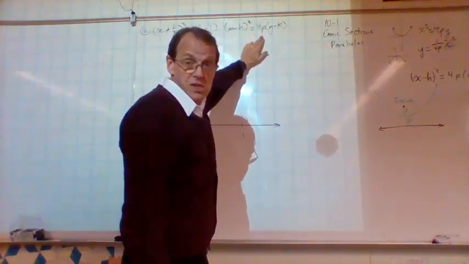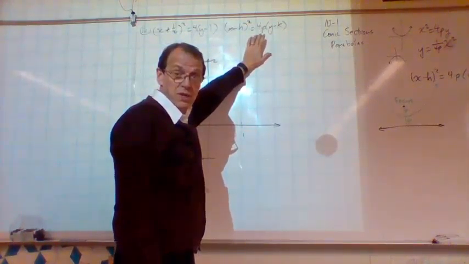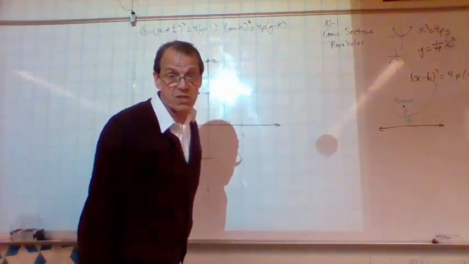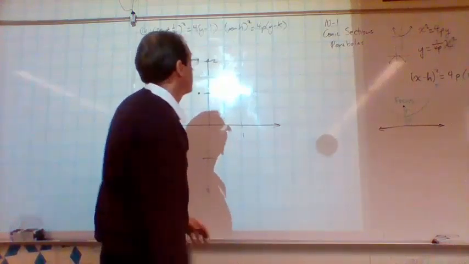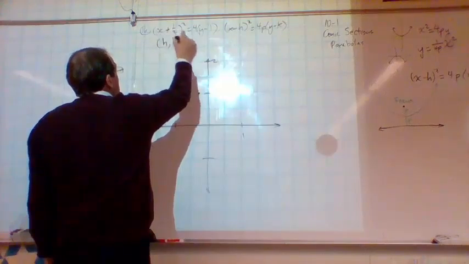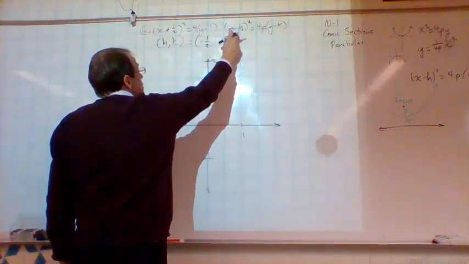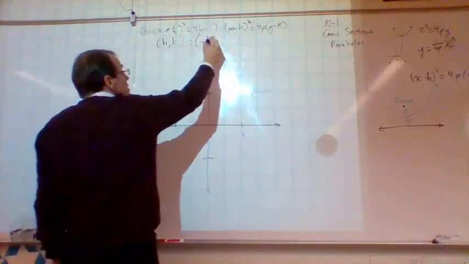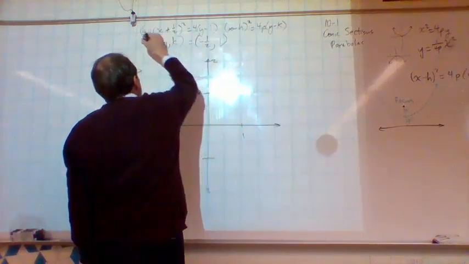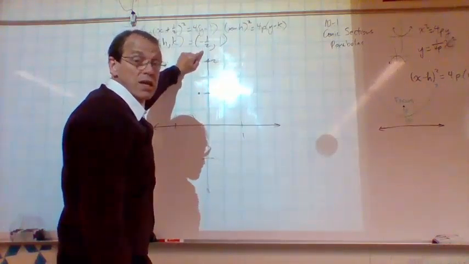P in this case tells me up or down. A positive p would open upward and a negative p would open downward. And remember that h, k tells me where the vertex is, just like in the old vertex form. So in this case, h, k is going to be negative 1/2, negative because this is positive and this is minus. So it's the opposite of whatever this is, and then the opposite of whatever this is, 1. So that's where my vertex is. My vertex is going to be at negative 1/2, 1.